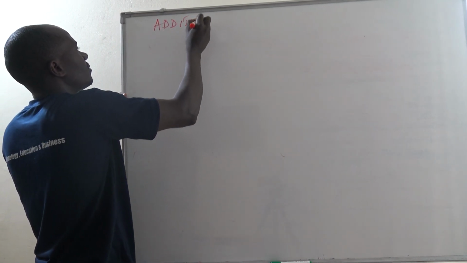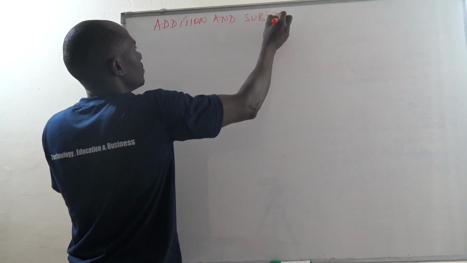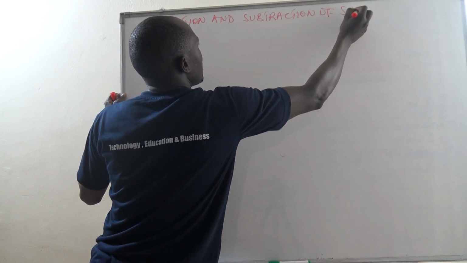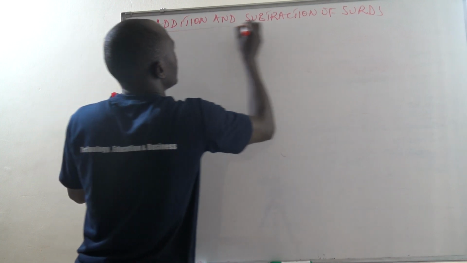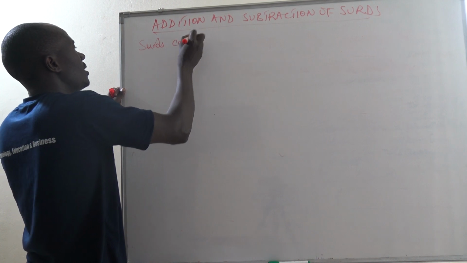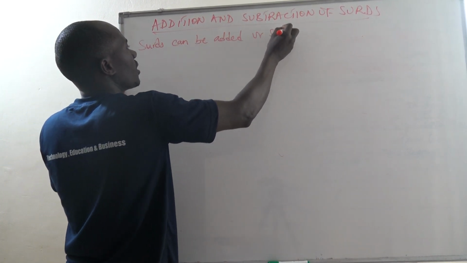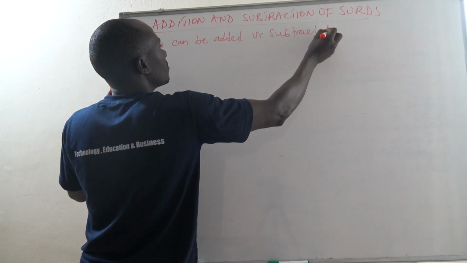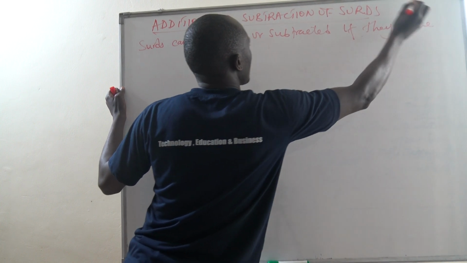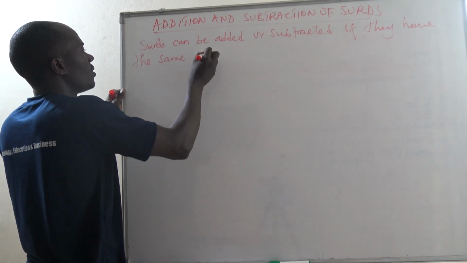Addition and subtraction of surds. Surds can be added or subtracted if they have the same irrational number.